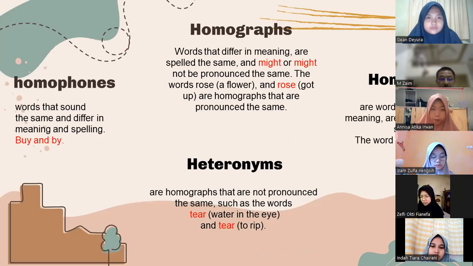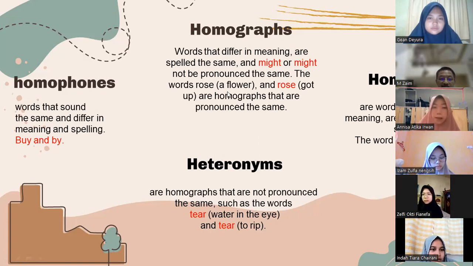Okay, we come to the homophones. In English writing, we also have to understand the meaning of the context, such as homophone is the word that sounds the same and is different in meaning and spelling. So we can see this example, by and bye. It's also homograph, words that differ in meaning are spelled the same. Mike or Mike is spelled the same, but it's the same meaning.